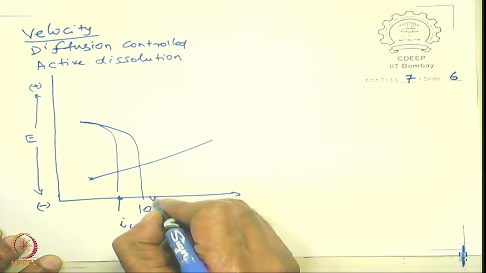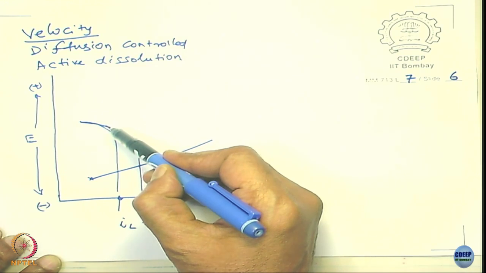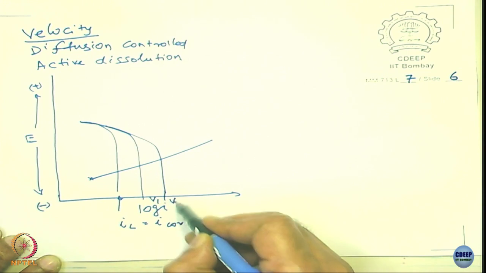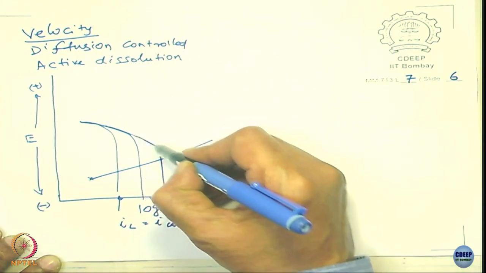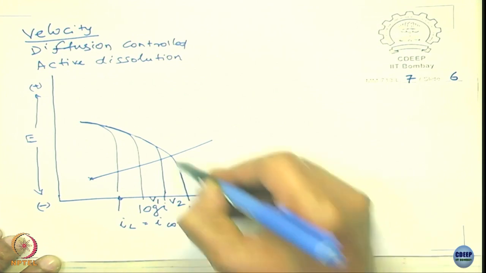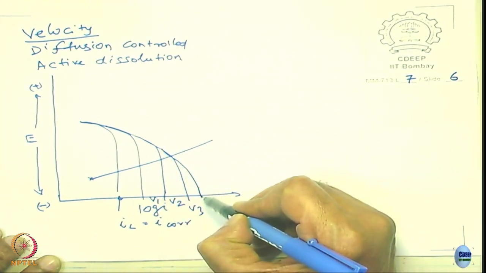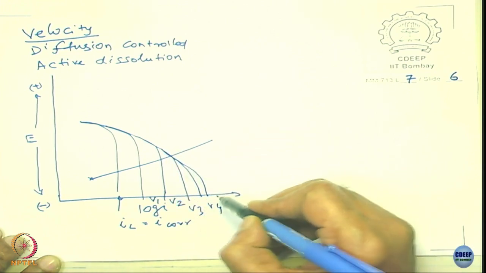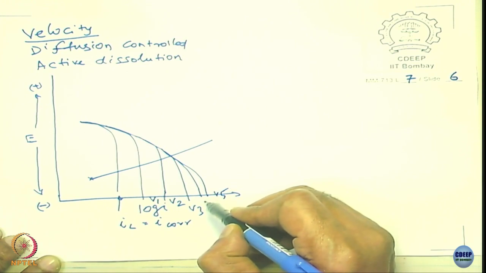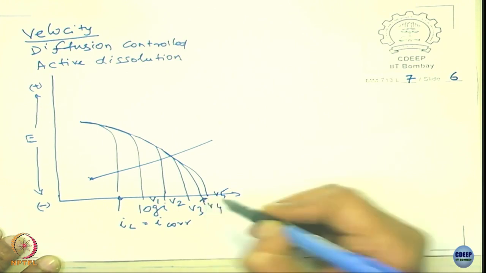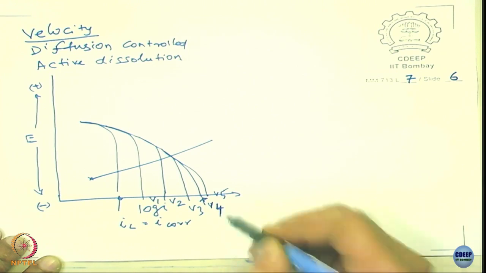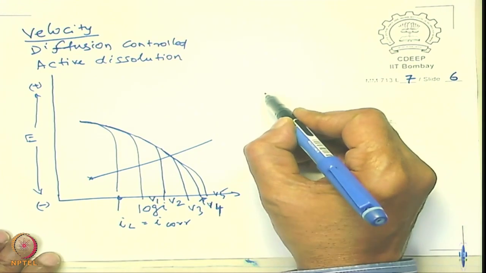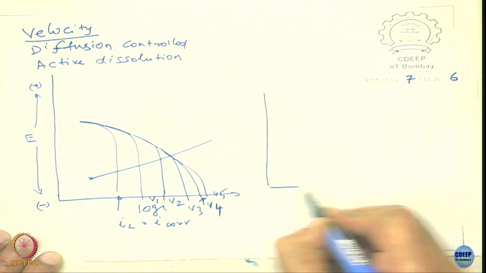So, velocity 1, then you have velocity 2, 3, velocity 4, velocity 5. So, you can plot the I car versus the velocity.